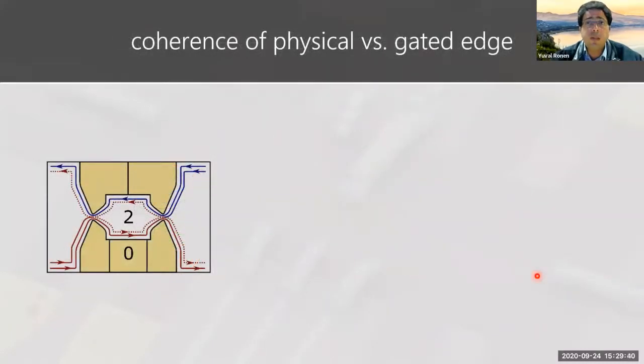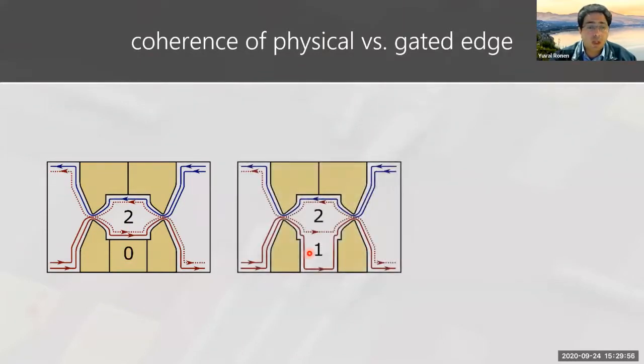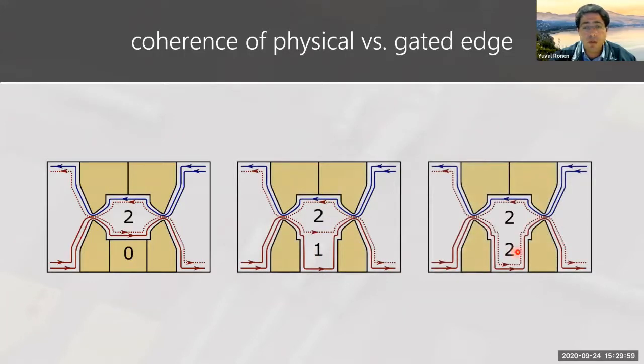Another thing we can learn here is that we can look at the coherence length of the bulk of the graphene and compare it to the coherence length of etched graphene. So how can we do it? Usually we put the plunger gate at filling factor 0, but you can put the plunger gate at filling factor 1 or filling factor 2, and then the edge is propagating along the etched graphene. So you can extract from it the coherence length of the etched graphene compared to the gated graphene.